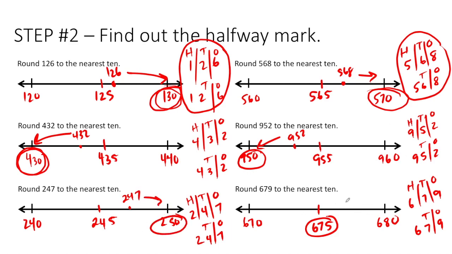What do you think about 679? Where does it go? Think about that first. Now type in the blank. Which is it closest to? 670 or 680? 679 is greater than 675, so it goes here. It rounds to 680. Let's put all this together in one set of steps with our special guest.